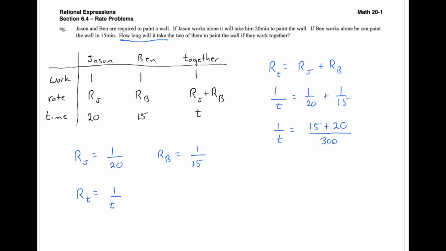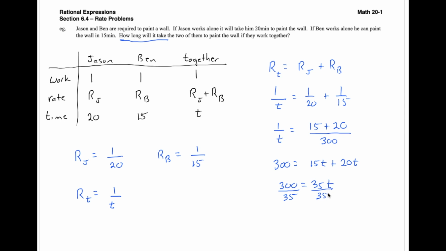And so then this will be 35 over 300. I can multiply the 300 to this side, and the time to the other side. And so it'll be just 15t plus 20t. Now, of course, I could have combined that right away to 35t. So I have 300 equals 35 times my time. And so I can just divide both sides by 35.